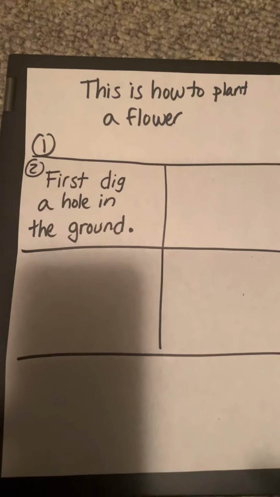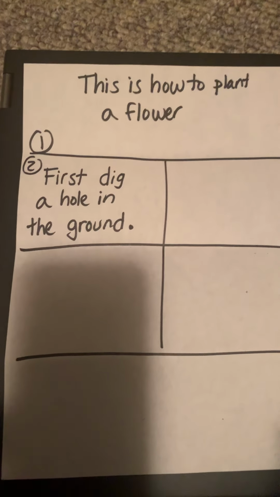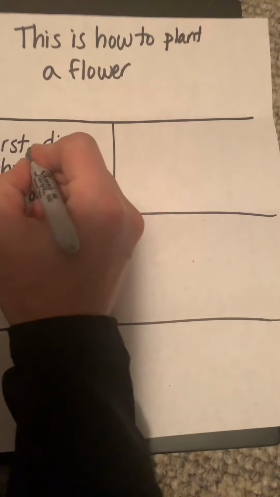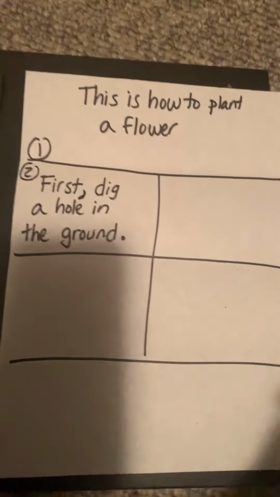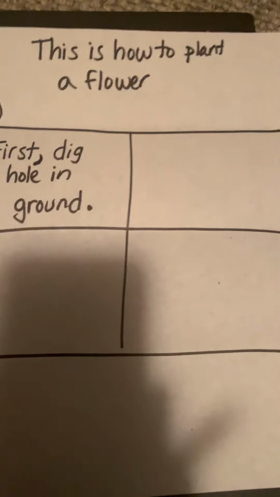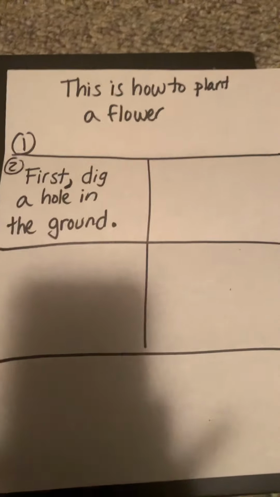What can you see I forgot? Let me read it again. First, dig a hole in the ground. Oh, yep, we forgot our comma. Remember that backward C, it's on the ground. First, and we took that breath. So when you take that breath, you always have a comma there. First, dig a hole in the ground.